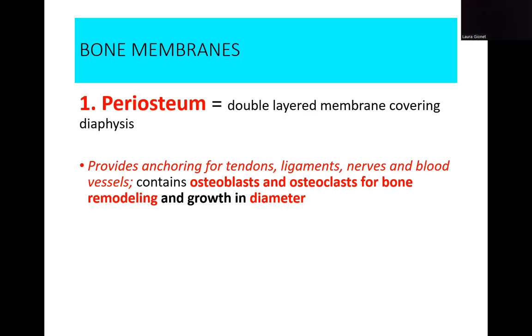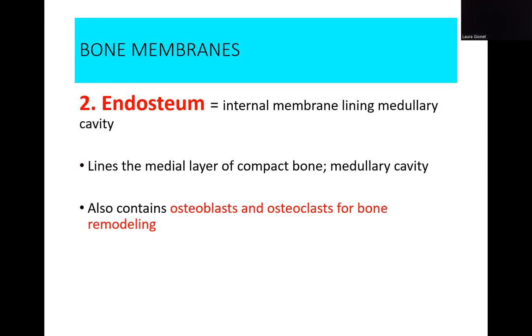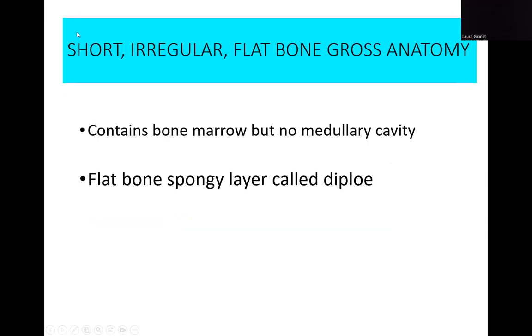All right, so periosteum, outer layer of compact bone. Endosteum is the internal membrane. Lines the medial layer of the compact bone, or the deep layer of the compact bone. And then on the other side would be the medullary cavity. It too contains osteoblasts and osteoclasts for bone remodeling. So both cells are found in both areas.